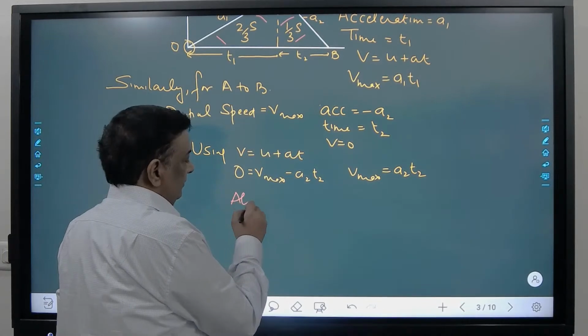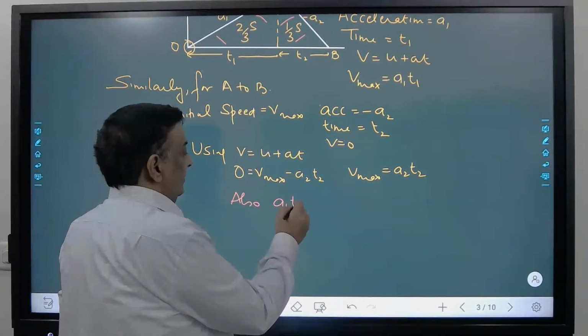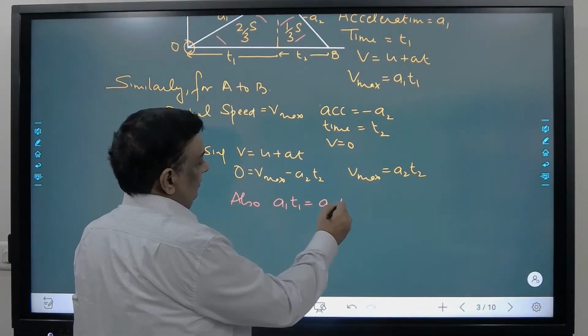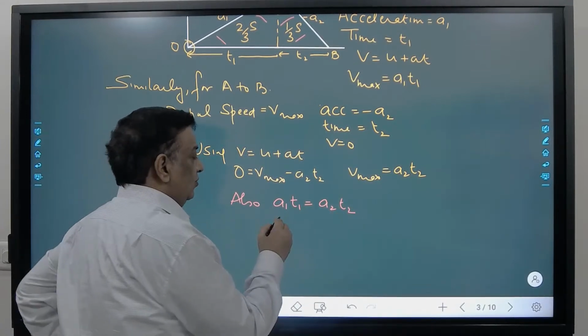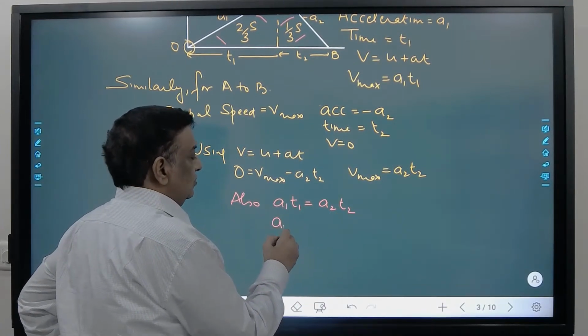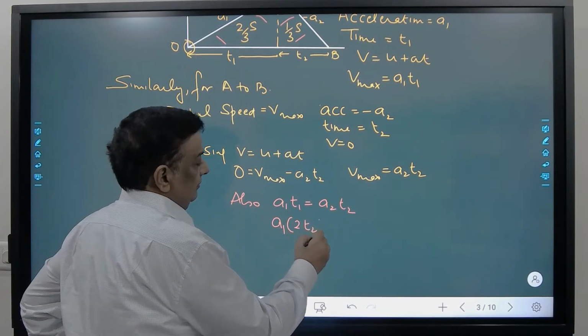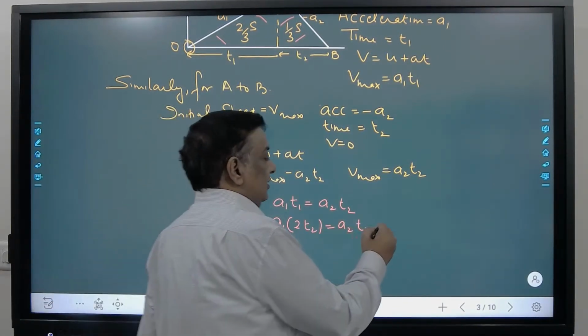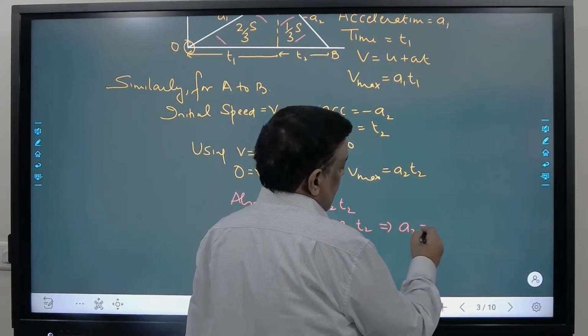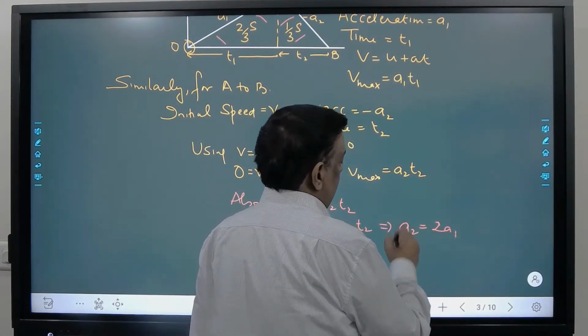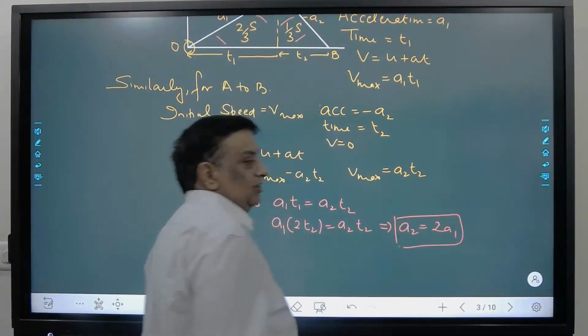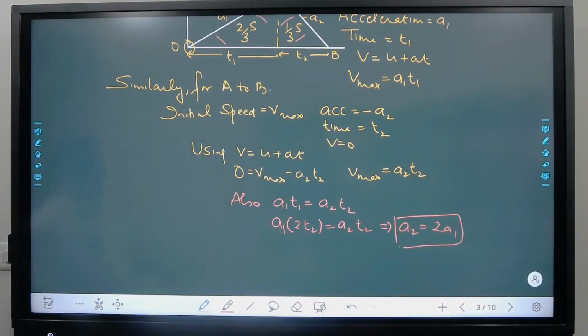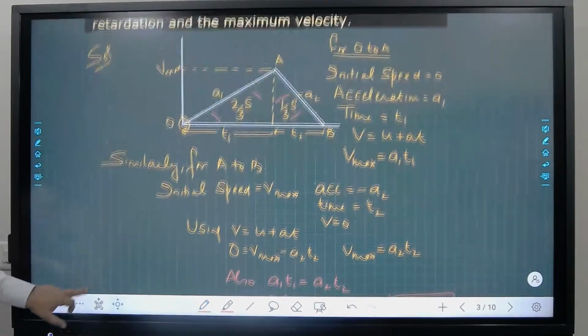Also, A1 T1 is equals to A2 T2, and T1 is twice of T2. So you get that A2 is twice of A1. We got this relation that the rate of retardation is double that of the acceleration.